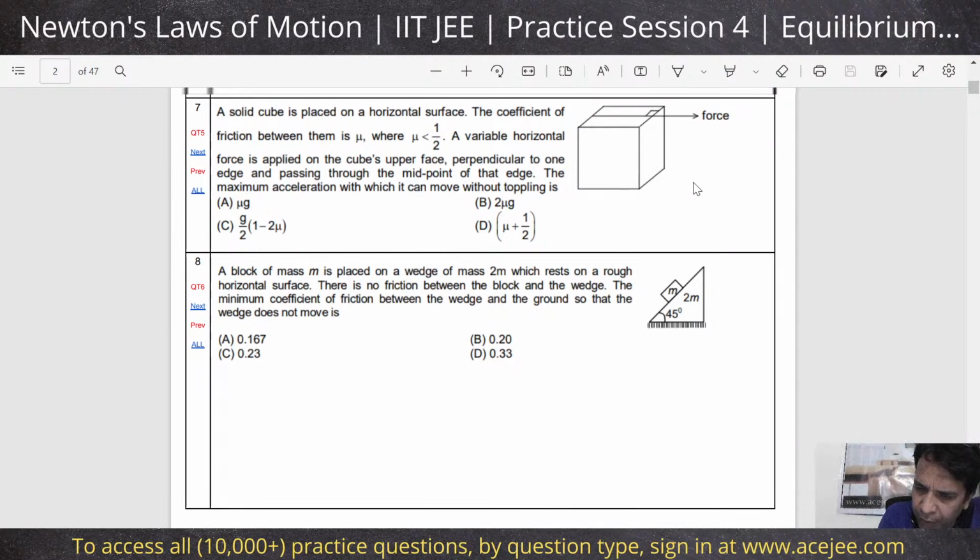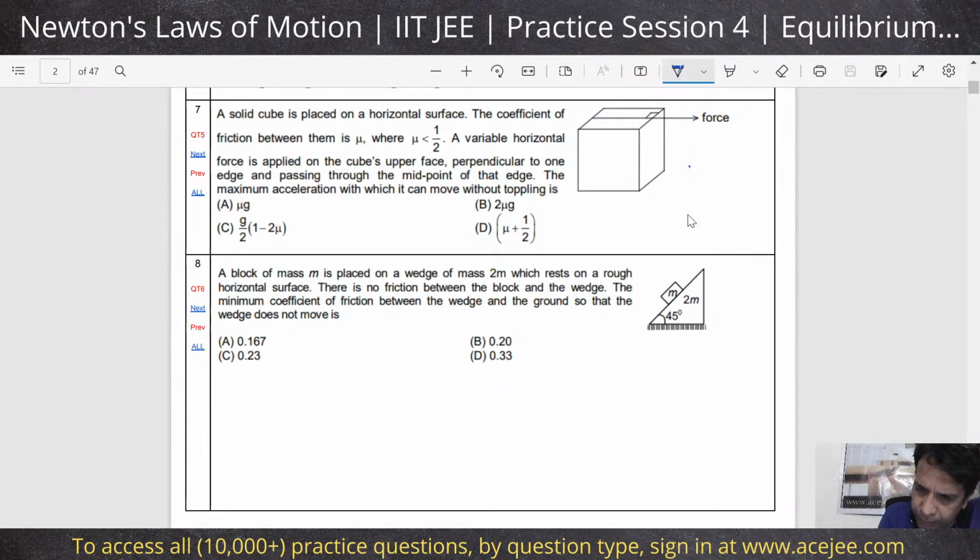So how would we think about this? Let me draw a side view. Now, when it is about to topple, what will happen? It will slightly lift off from the ground such that this left edge is not in touch anymore. Only along this edge is the block in touch with the ground. So let's understand how forces are interacting and avoiding the toppling scenario.